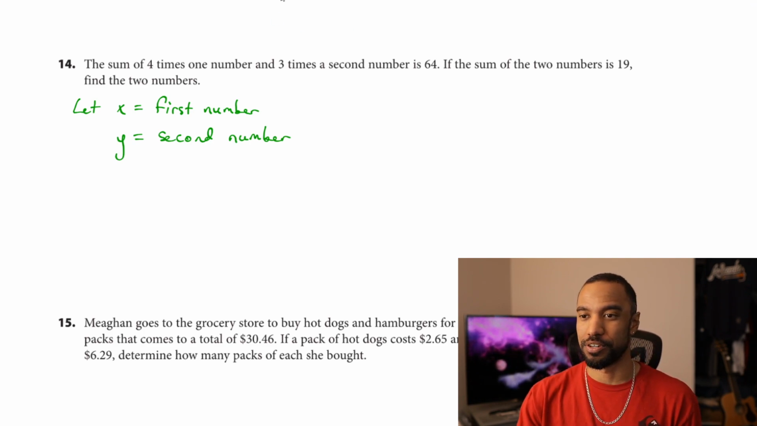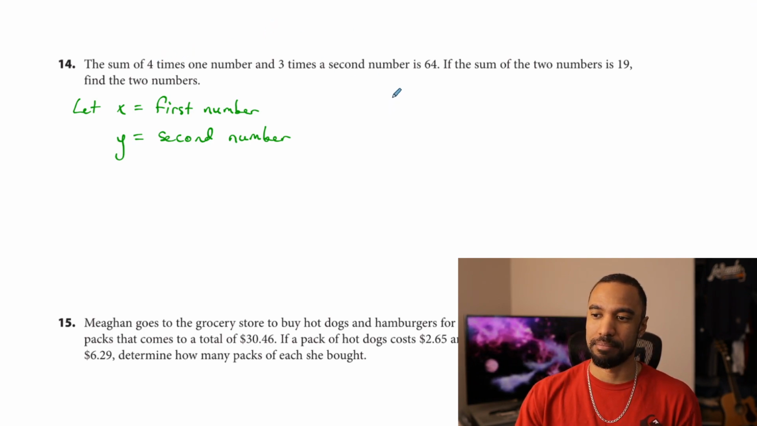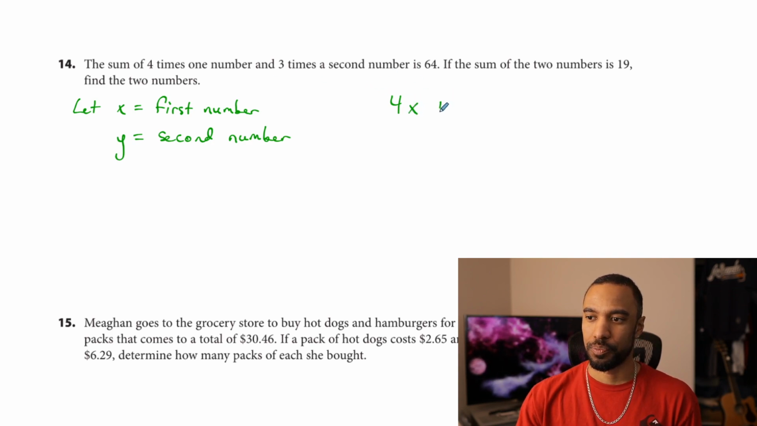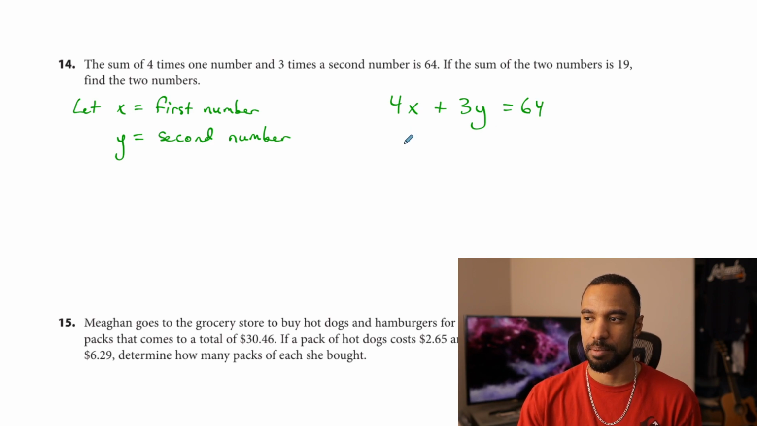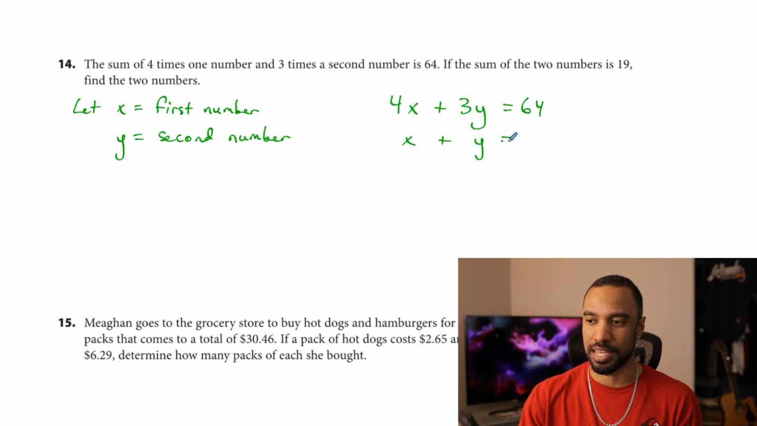All right, x equals the first number here. 4 times that first number and 3 times the second number. We take the sum of that and we get 64. And the sum of the two numbers themselves is 19.